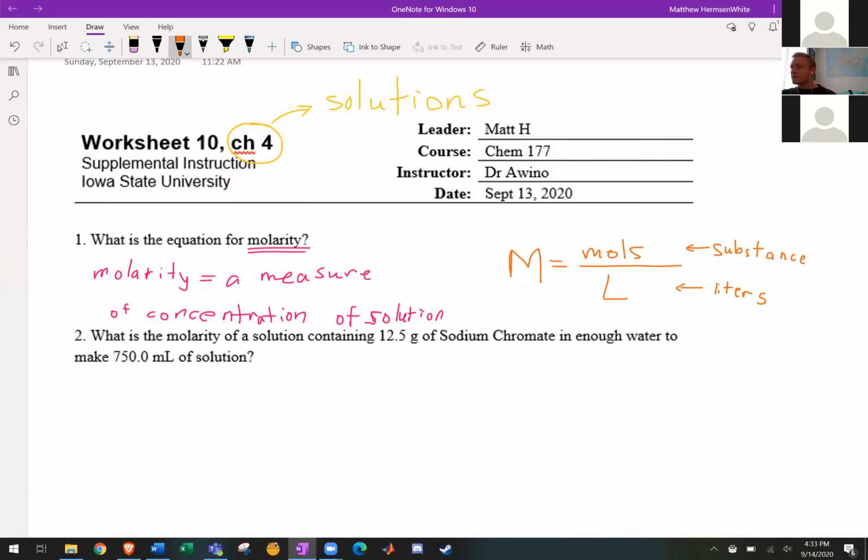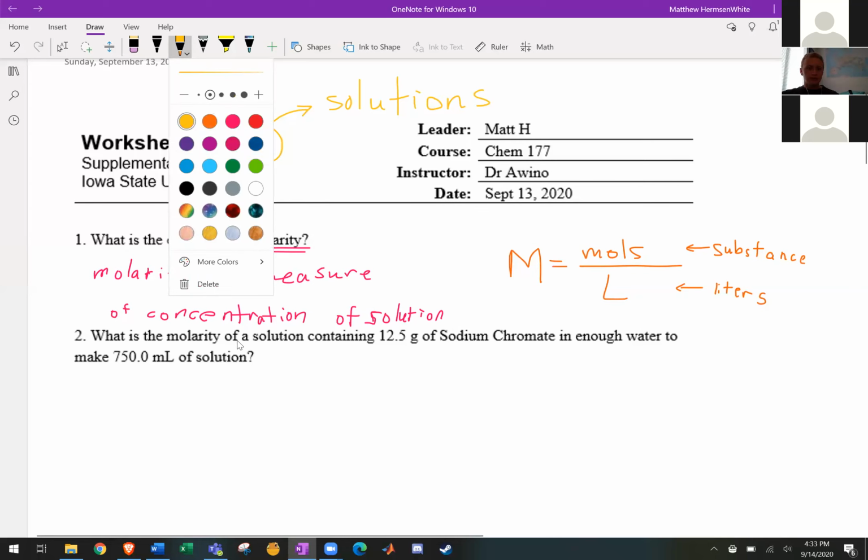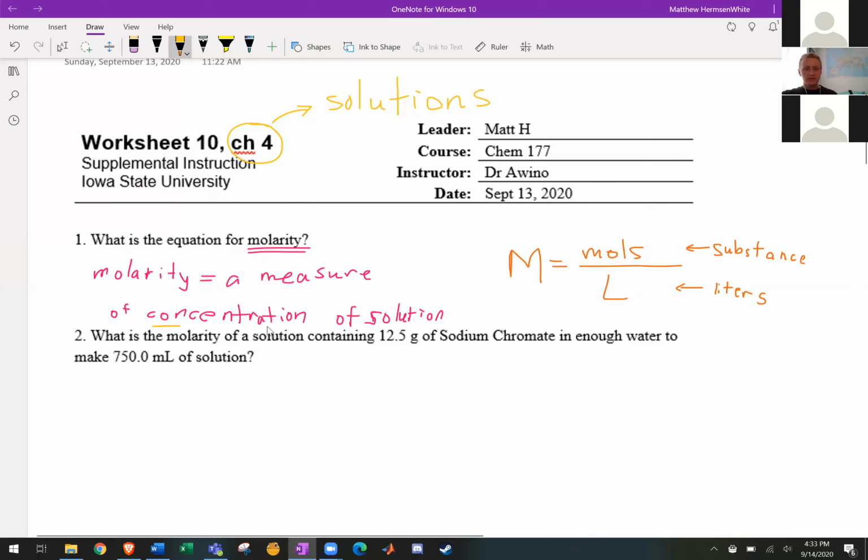What else did I want? Yeah, the one thing to keep in mind here is that when people talk about concentration, what they're talking about is molarity. These terms are more or less interchangeable for this course. So if they're asking, what is the concentration? What they want is molarity.